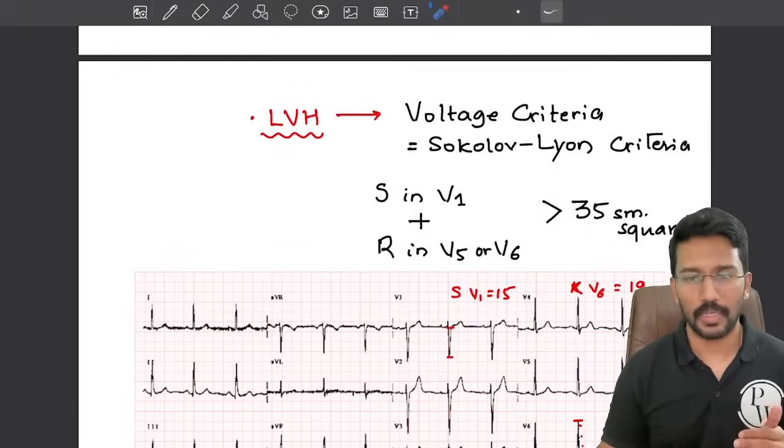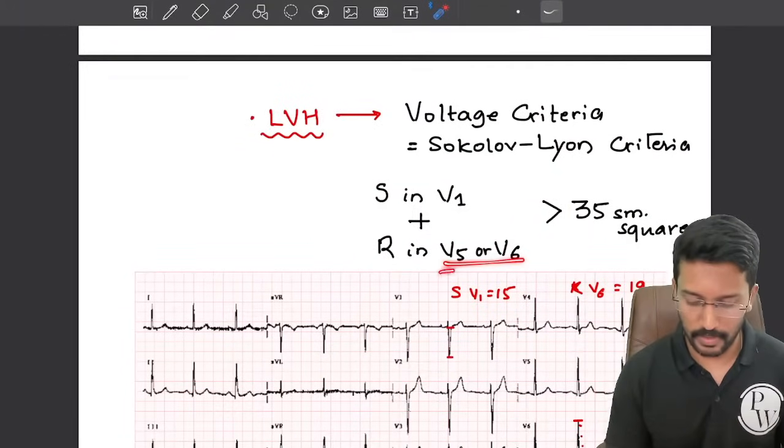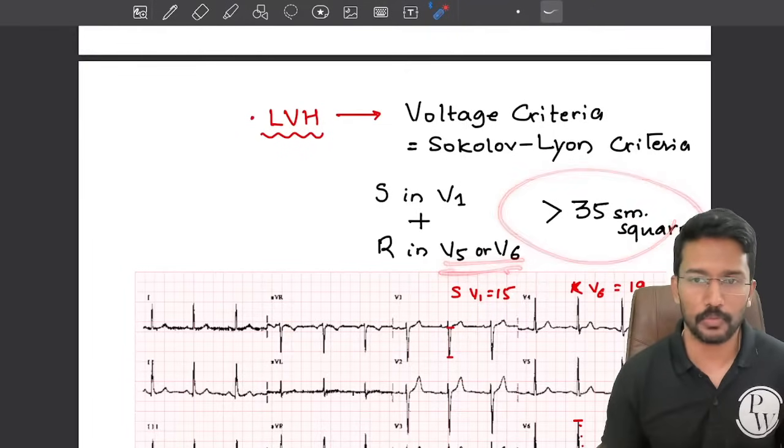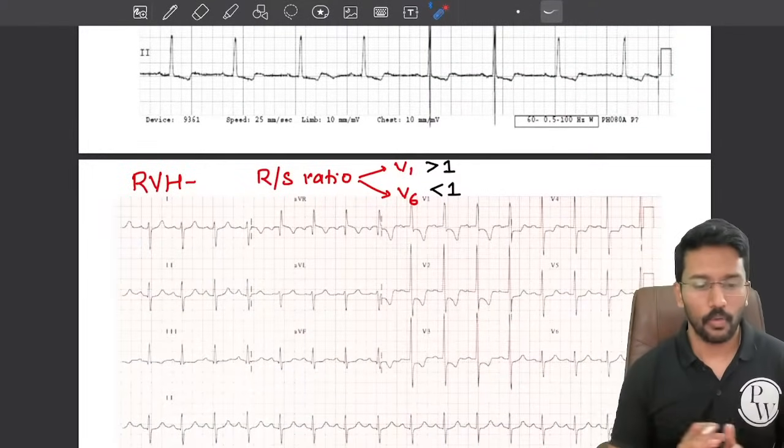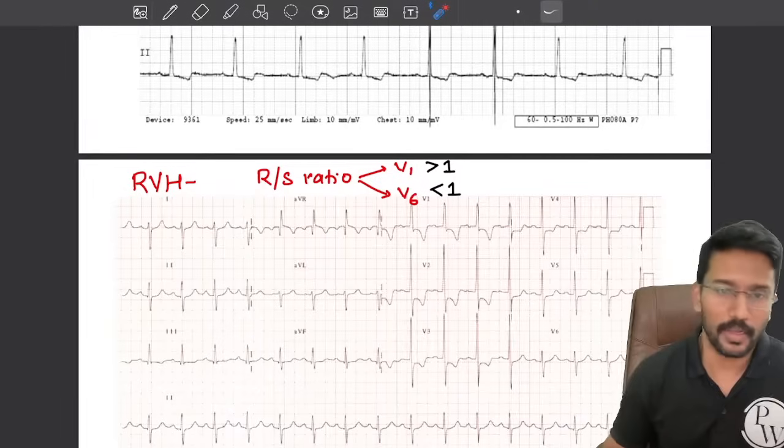S in V1 plus R in V5 or V6, wherever it is clearly seen. If this sum is more than 35 small squares, it is left ventricular hypertrophy. Now how to recognize right ventricular hypertrophy, right?